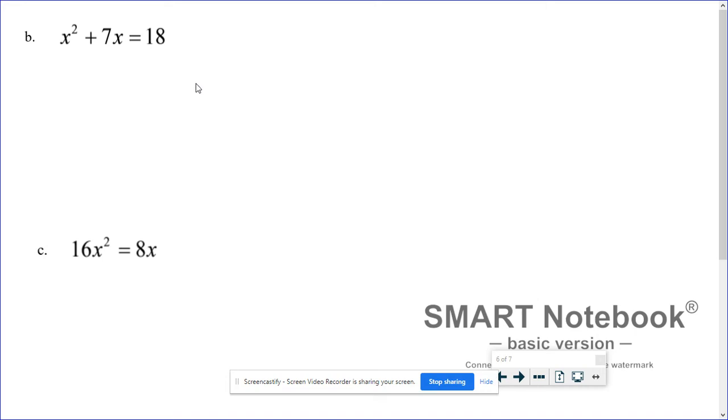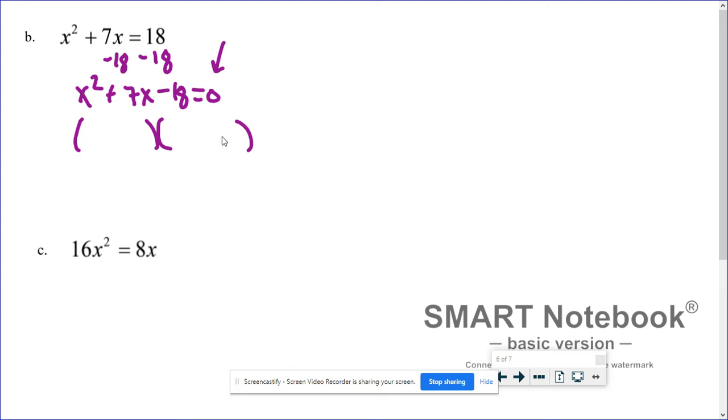Zero product property only works when you set the equation equal to 0. So we didn't have to do this in the last one, but we do for this one. We are going to subtract 18 to the other side. Again, zero product property only works if you set the equation equal to 0. Now I'm going to factor what's on the left side. Again, no GCF. There are three terms. So between those, I'm just going to unfoil it because there is no leading coefficient there.